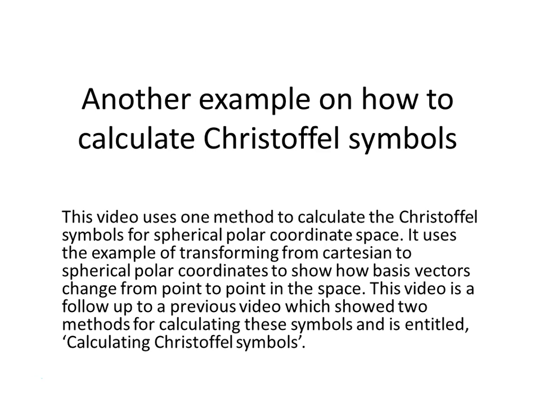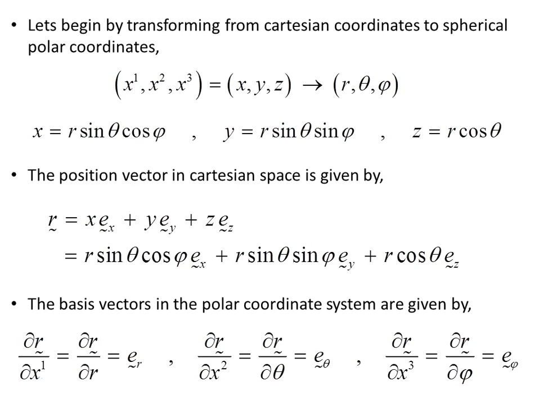This video is a follow-up to a previous video which showed two methods for calculating these symbols and is entitled Calculating Christoffel Symbols. So let's begin by transforming from Cartesian coordinates to spherical polar coordinates. So our Cartesian coordinates, and we transform to spherical polar coordinates, and these are given by these relations here.